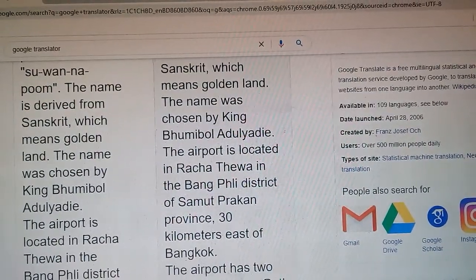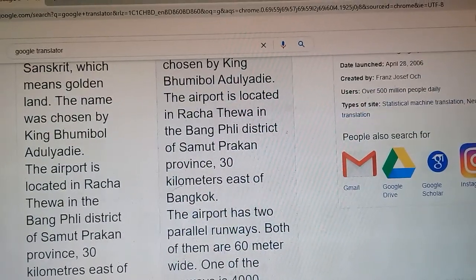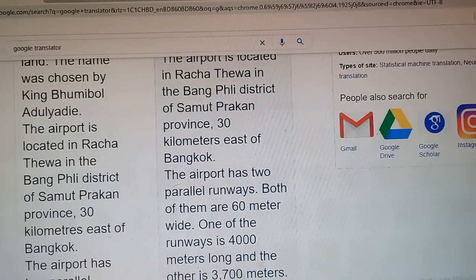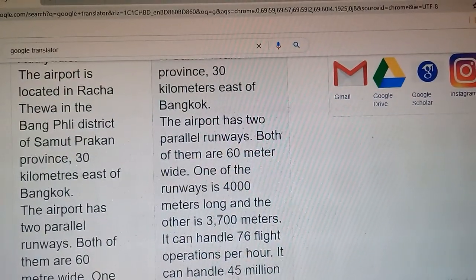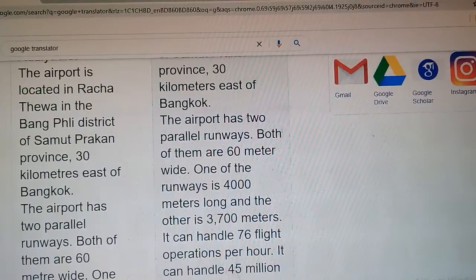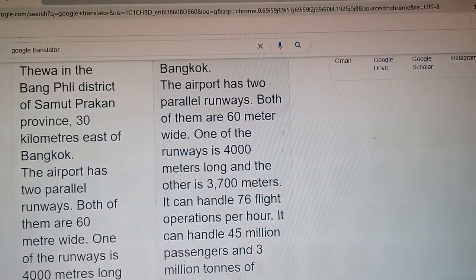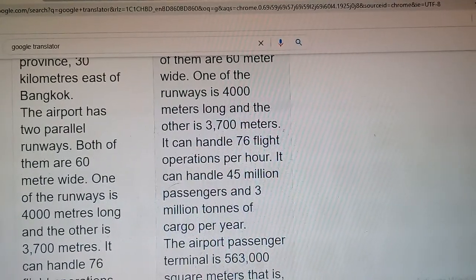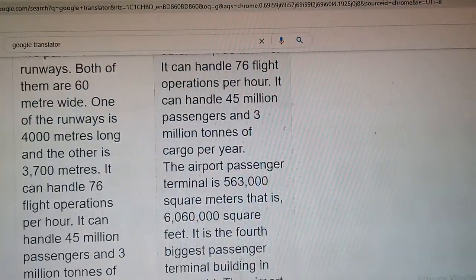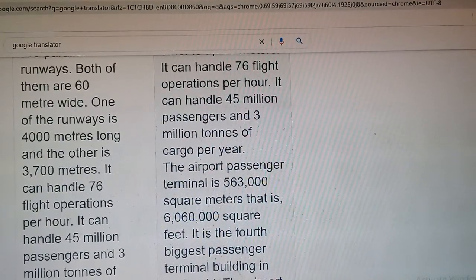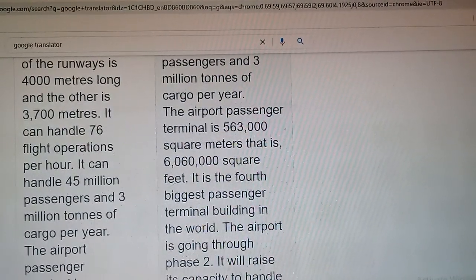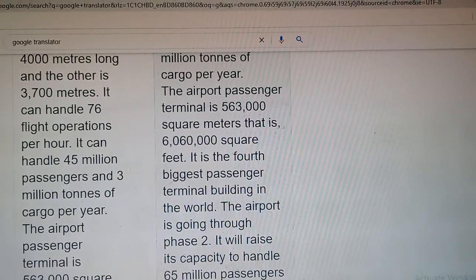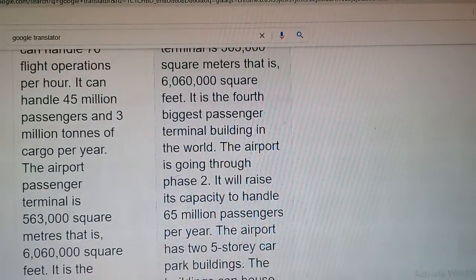The airport has 2 parallel runways. Both of them are 60 meters wide. One of the runways is 4,000 meters long and the other is 3,700 meters. It can handle 76 flight operations per hour. It can handle 45 million passengers and 3 million tons of cargo per year. The airport passenger terminal is 563,000 square meters, that is, 6,060,000 square feet. It is the 4th biggest passenger terminal building in the world.